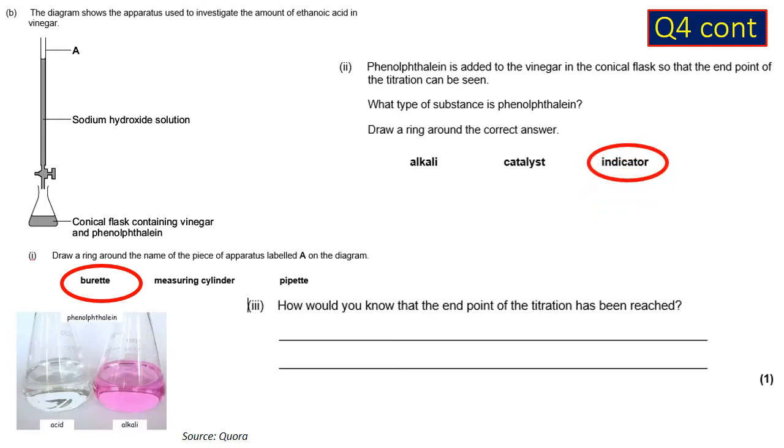That is an indicator. So how would you know that the endpoint of the titration has been reached? Well, you'd see a colour change. Now, in the foundation paper, they'll give you credit just for saying colour change. In the higher paper, they'd expect you to say it goes from clear, colourless to pink. You tend to want to put down what the before colour was and what the after colour is.